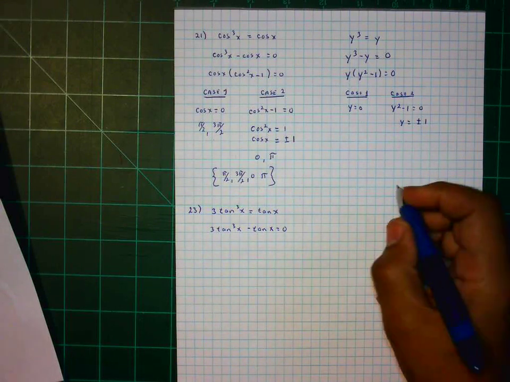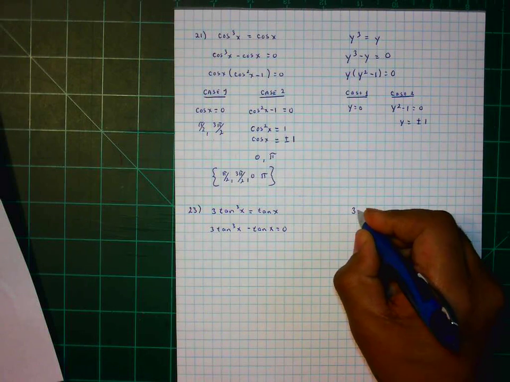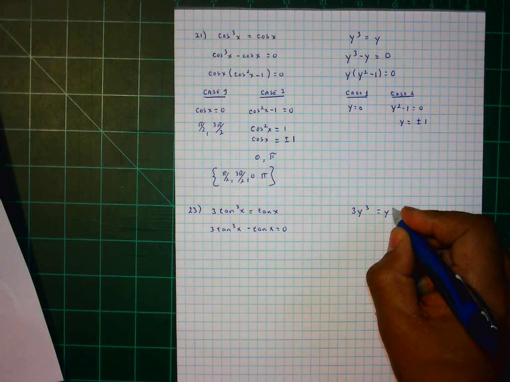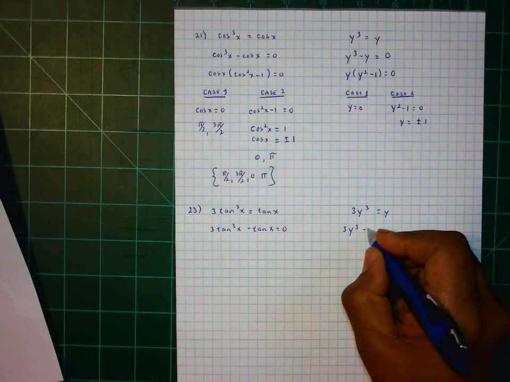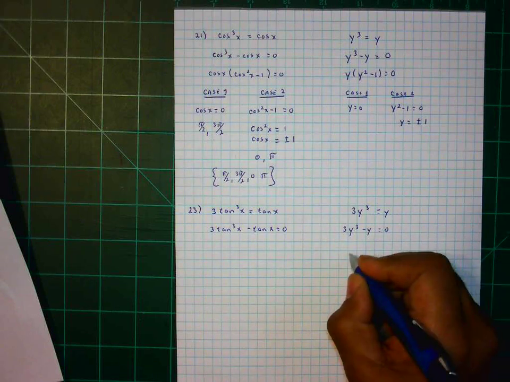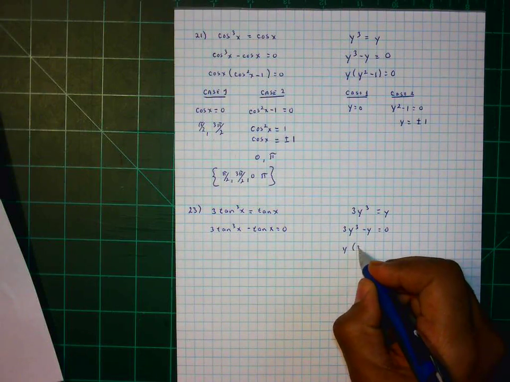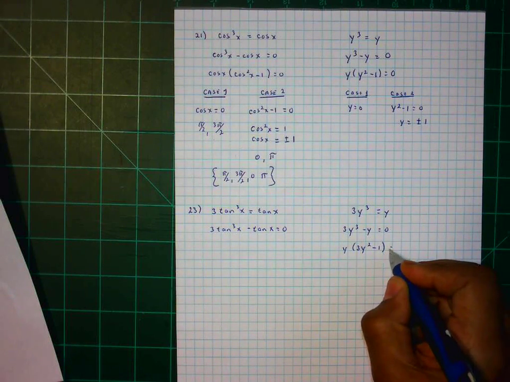Now if we go back to the algebraic equivalent from last year, this would have been 3y cubed equals y. Y rather, not y cubed. And we would write this as 3y cubed minus y equals 0. Factoring the y out, we get y times 3y squared minus 1 equals 0.